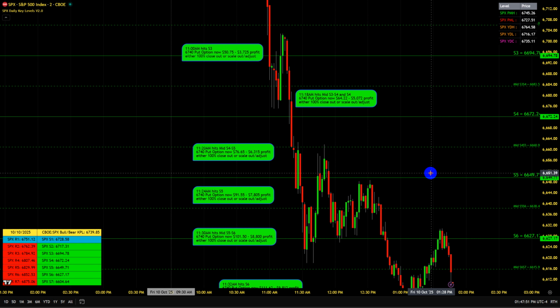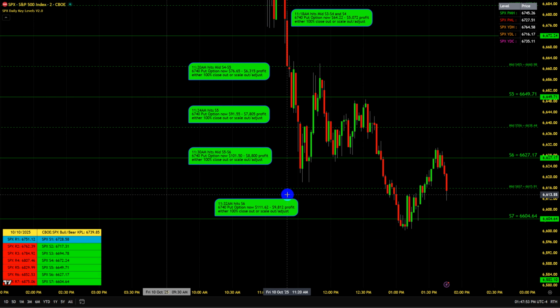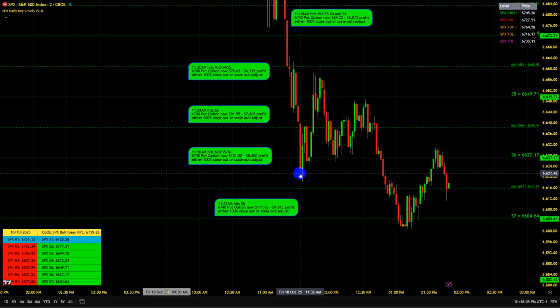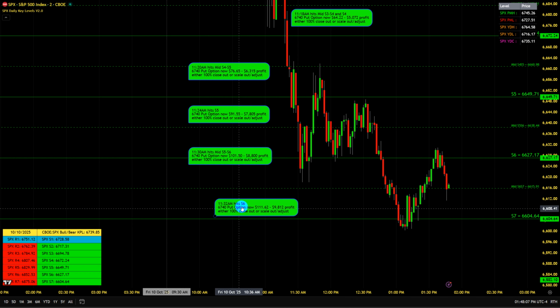And as you can see here on the very next candle, at 11:32 a.m. it actually hits the S6 level. It does not back off of it. It actually closes through it, has a small wick here below it. But on the close of this candle, it's now $111.62, so that's $9,812 profit per contract. Same decision: either close out the remaining runners or continue to adjust.